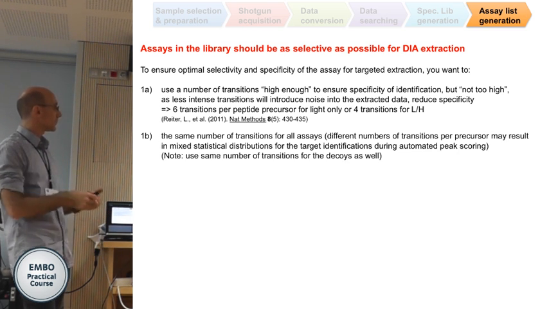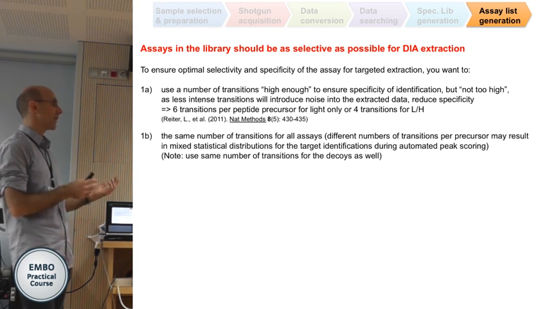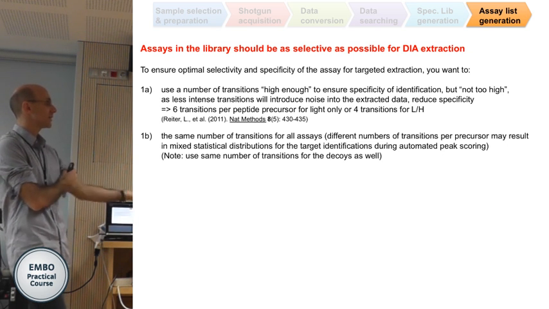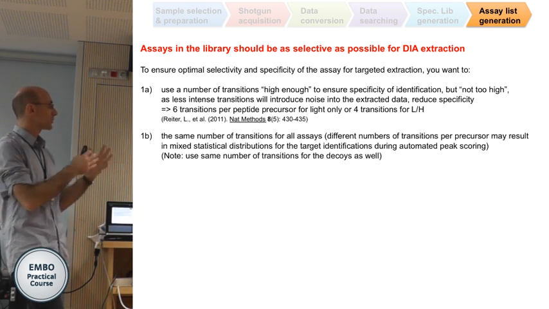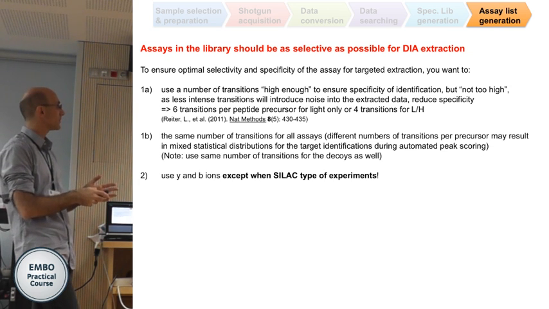You want to use the same number of transitions for all the assays. This is very important if you do the statistical, high throughput scoring software that I showed you this morning. You want to use the same number of transitions in order for the distributions to look as homogeneous as possible.